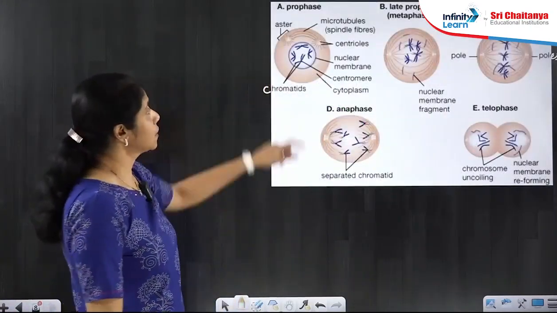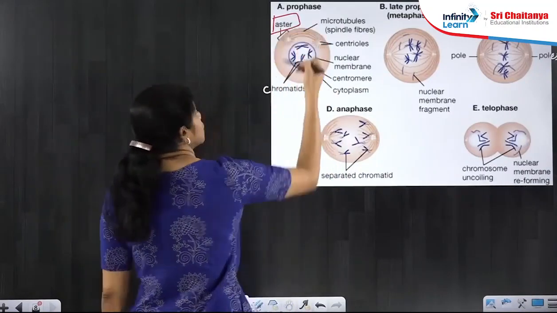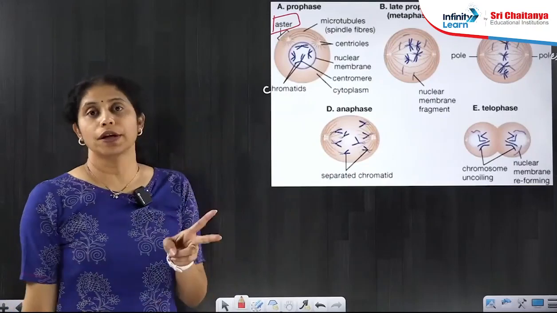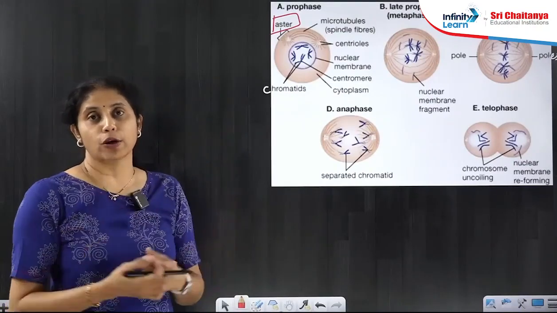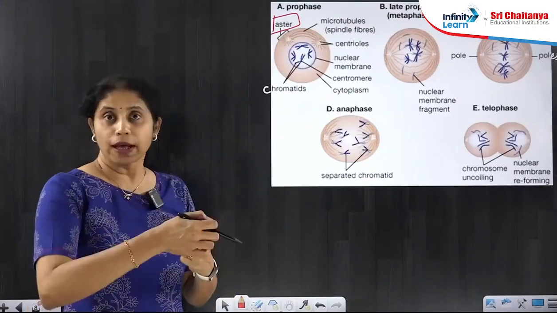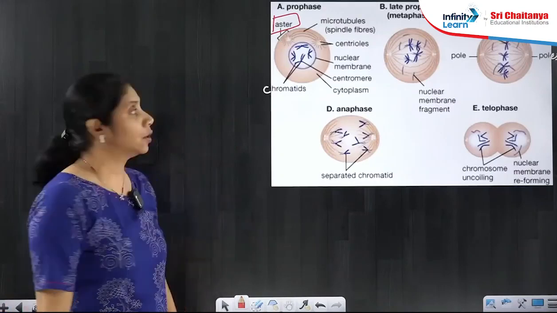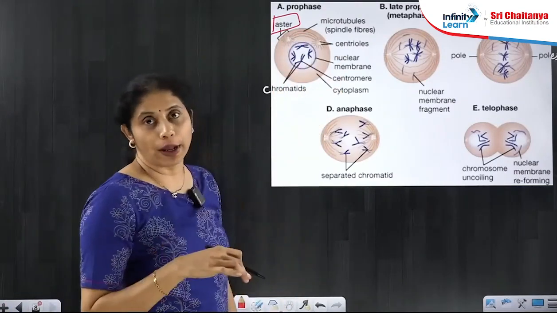In the prophase, you can see asters are there. Asters are star-shaped structures which are formed by two centrioles and the spindle fibers coming from them. Microtubules will be radiating out of that to form the asters. From those asters only, spindle fibers are formed. So those asters will be migrating towards the opposite poles in the cytoplasm.